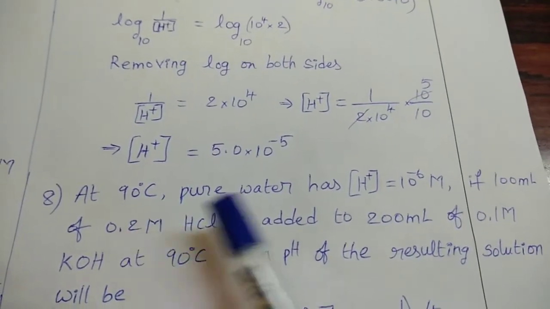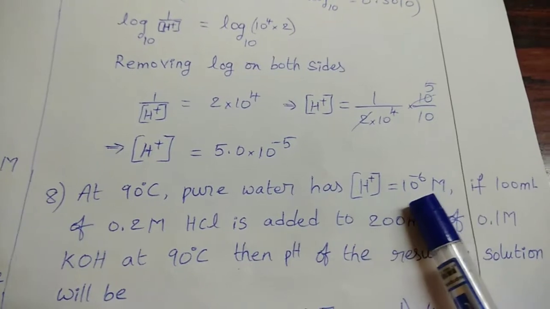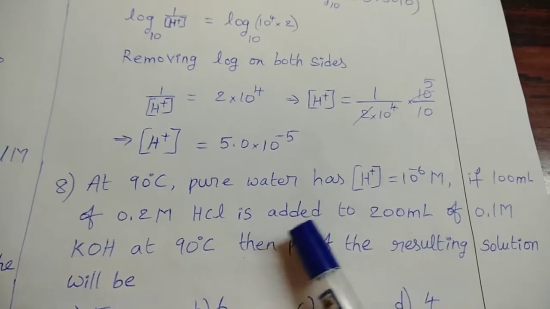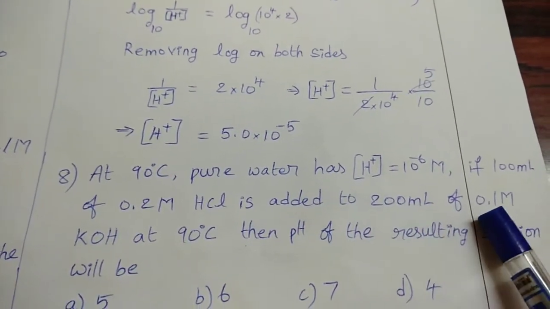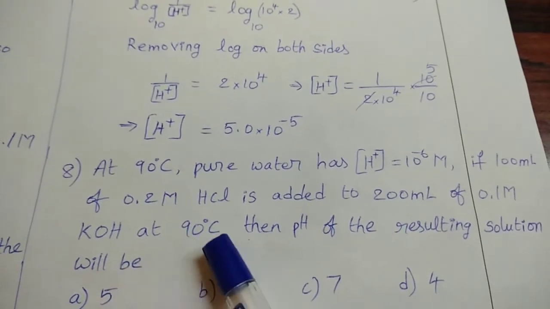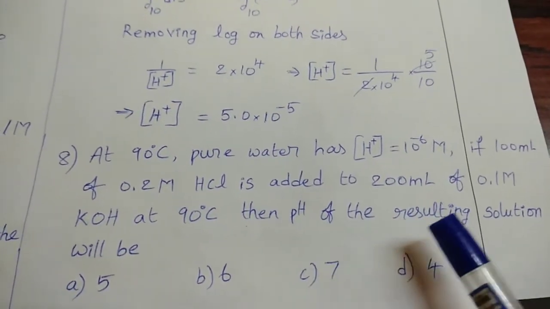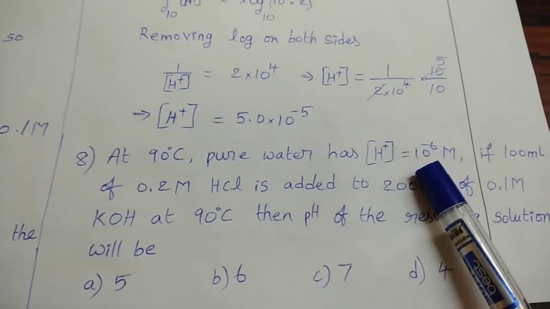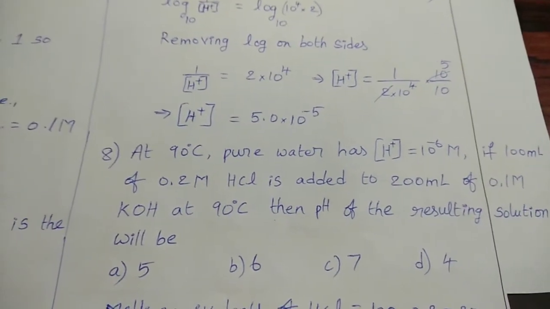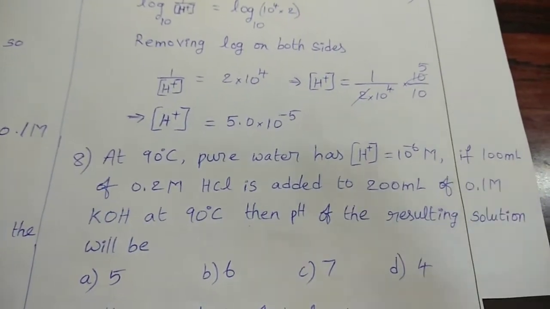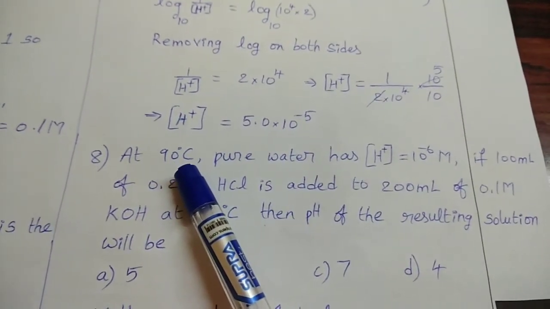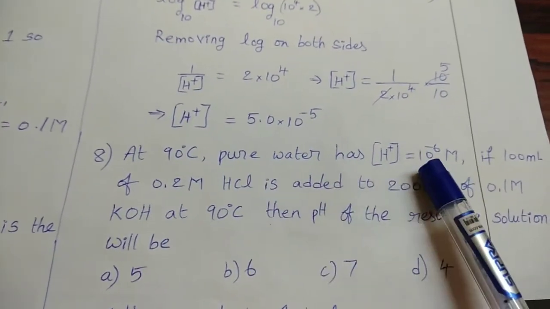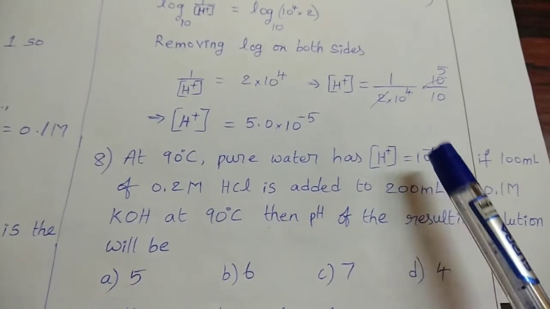At 90 degrees Celsius, pure water has H plus ion concentration 10 power minus 6 molar. If 100 ml of 0.2 molar HCl is added to 200 ml of 0.1 molar KOH at 90 degrees Celsius, then pH of the resulting solution will be, okay, at 90 degrees Celsius, pure water H plus ion concentration is given, that is 10 power minus 6 molar. Understand carefully. Here temperature is 90 degrees, not 25 degrees Celsius. At 25 degrees Celsius, H plus ion concentration for pure water is 10 power minus 7. Already we completed this point.